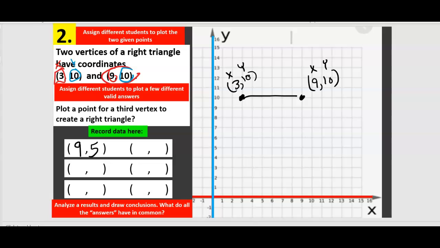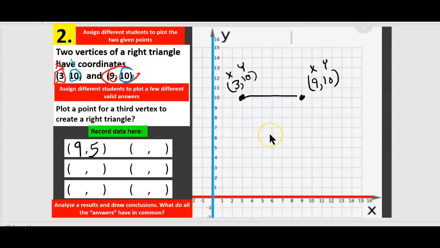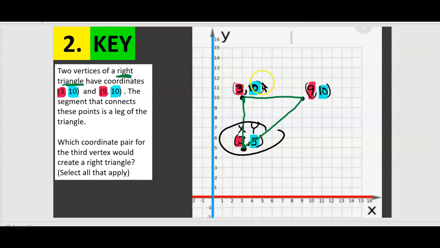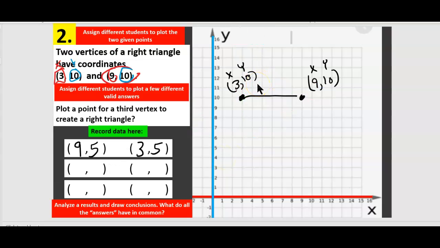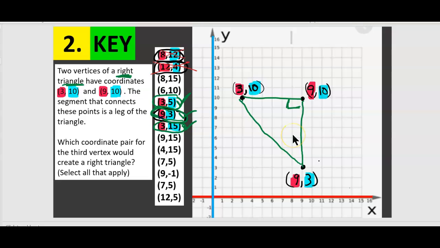Okay, well, hopefully when you find all these different points, like say for example, you could have picked 3, 5. So we could put 3, 5. You could have put one up here, 3, 15. Again, my appointment's at 2:30, not 3:15. We could have put one down here, which is 9, 3.